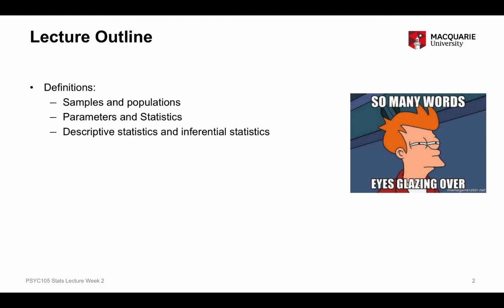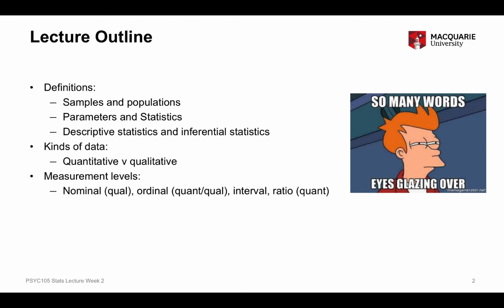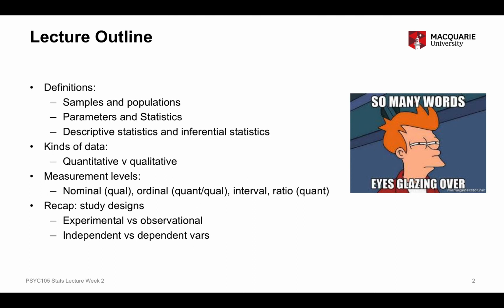So I'll start off talking about a couple of important things, like the distinction between a sample and a population, a parameter versus a statistic, and descriptive statistics compared to inferential statistics. We'll also talk about different kinds of data that can be collected, which is quantitative as opposed to qualitative data. We'll also talk about different levels of measurement, so different kinds of variables that you can have, those being nominal variables, ordinal variables, interval variables, and ratio variables.